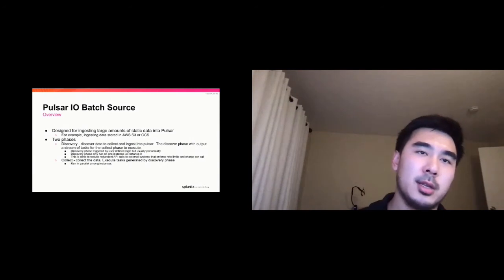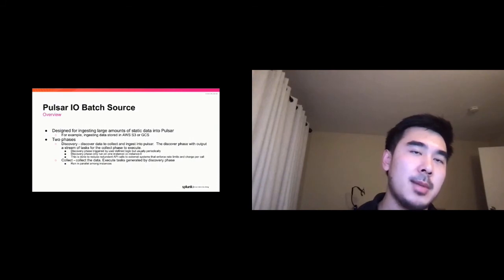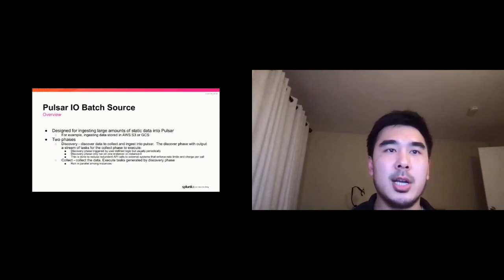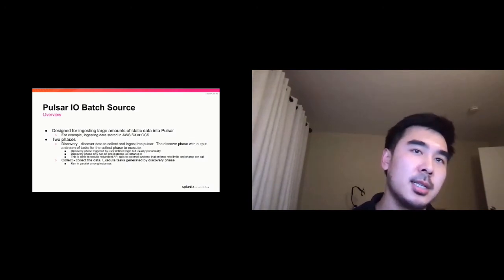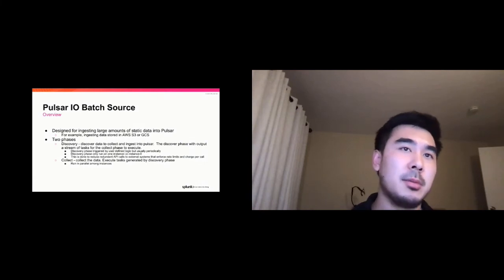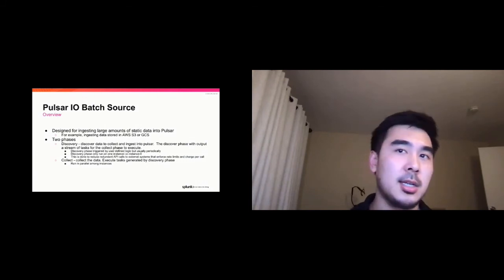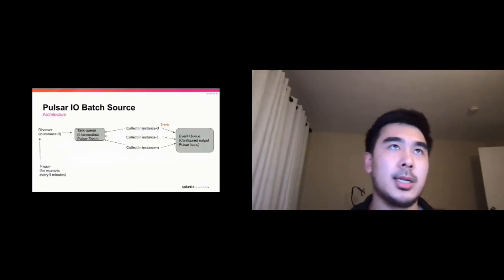And like I mentioned before, the discover phase can run in parallel at the same time as the collect phase. The collect phase is the phase in which, after an instance gets a task, it will execute that task, which likely is to go fetch some data from an external system and write it to Pulsar. In the collect phase, all the tasks are executed in parallel among the instances of the connector. So this is the architecture of the general workflow of a batch source.